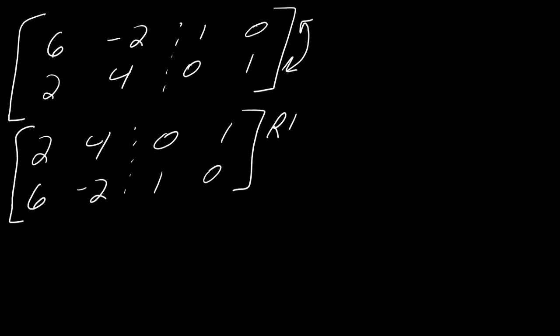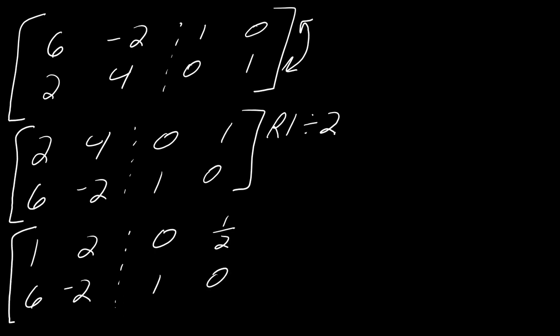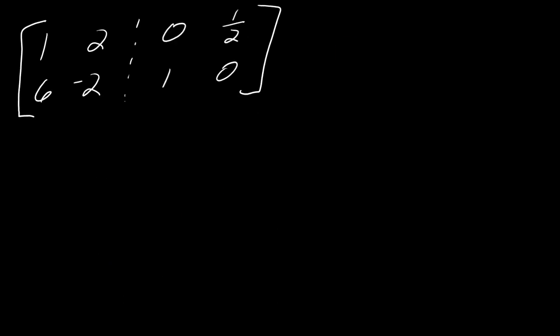So what I'm going to do is take row 1 and divide it by 2, but I have to divide every single element in this by 2. So this becomes 1, 2, 0, and then 1/2. Okay, so now I've got my 1. So I'm just laser focused on getting 1s down the diagonal and 0s here, okay? So let's clear some space.